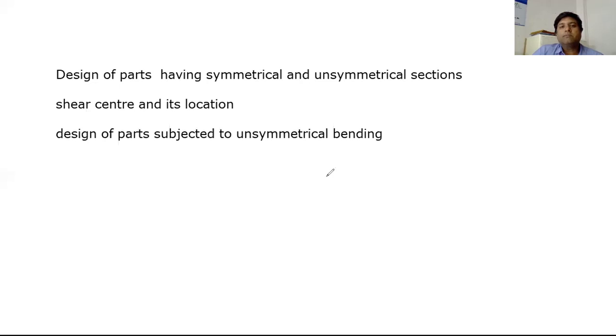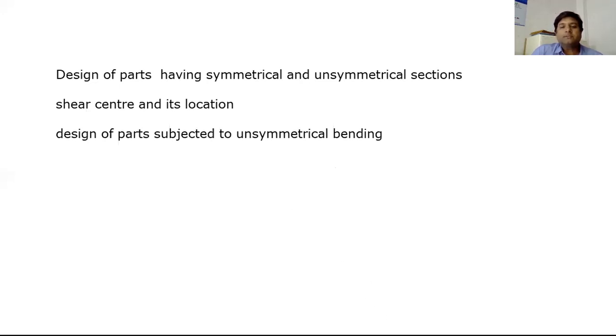In today's lecture, we will discuss the design of parts having symmetrical and unsymmetrical sections. We will discuss the shear center and its location. We will also discuss the design of parts subjected to unsymmetrical bending. Before going into the details, we will discuss what the different types of sections used in engineering applications are.